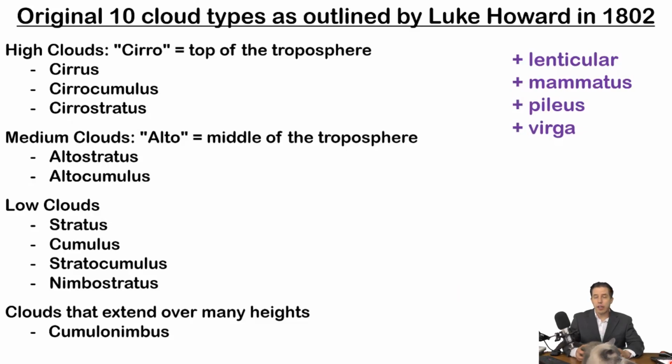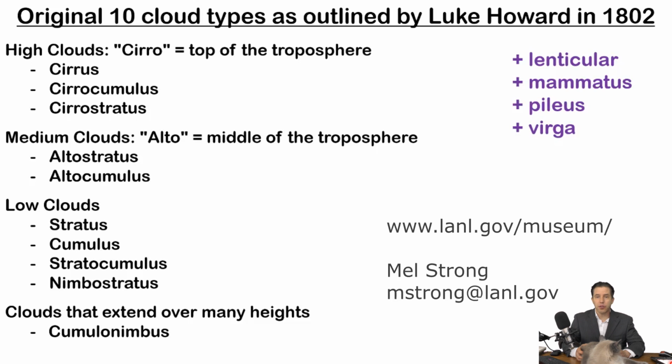So that's everything you need to get started cloud watching. We've got the 10 original cloud types plus 4 extras. In New Mexico, we typically see all of these clouds in the summer except for cirrostratus, altostratus, and nimbostratus. For those, you need to wait until the winter, and even then, you might see nimbostratus maybe once a year, if that. If you want to practice your clouds, if you go to the Bradbury Science Museum's webpage, we have a PDF of cloud flashcards. These are pictures of clouds for you to practice your identification with answers.